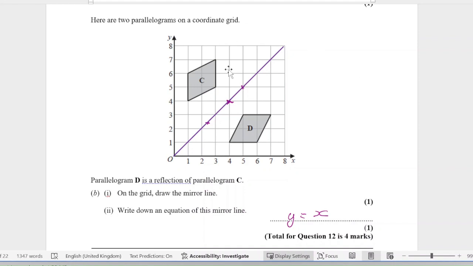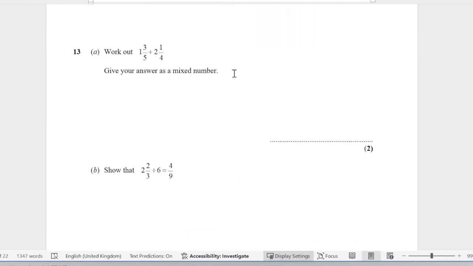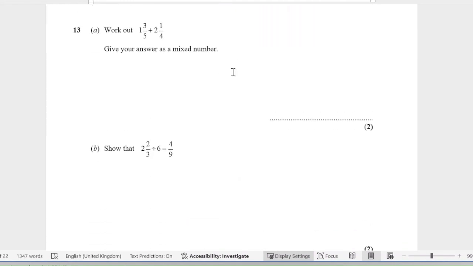Right. Question 13. Work it out. So we're looking at adding mixed fractions. Again, I tend to take a shortcut with this the majority of times. I treat it as a number part and a fraction part. My number part is going to be 1 plus 2 to start with, although I might need to adjust that afterwards.